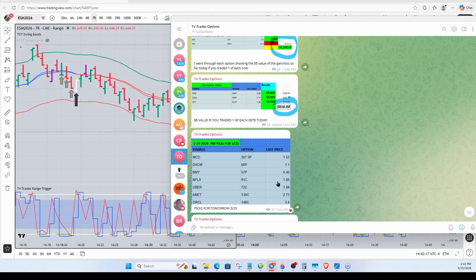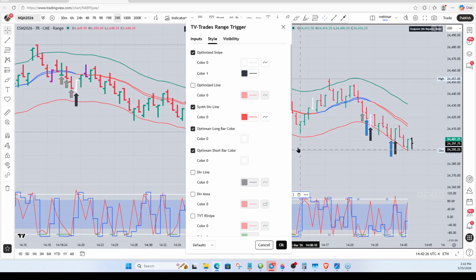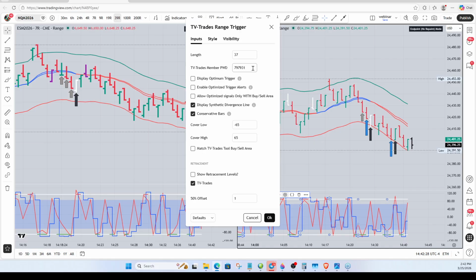Okay. And the new password, Kevin, I guess I'll say this to everyone. There's a new password for the trigger. Let me just show you that. The password for the trigger is right here. This password will no longer work on Saturday. Everybody that's an active subscriber is going to get a new password.